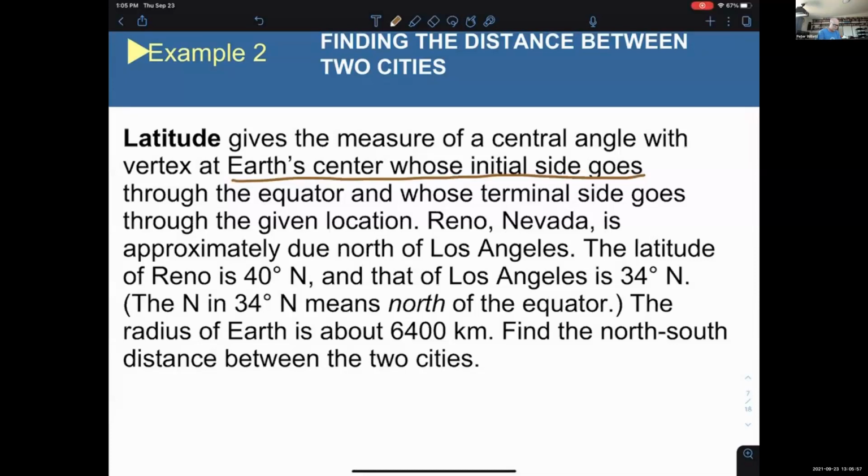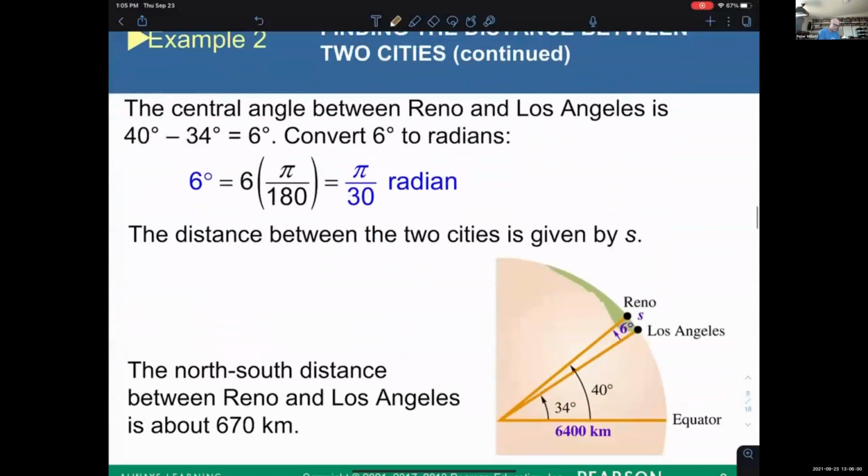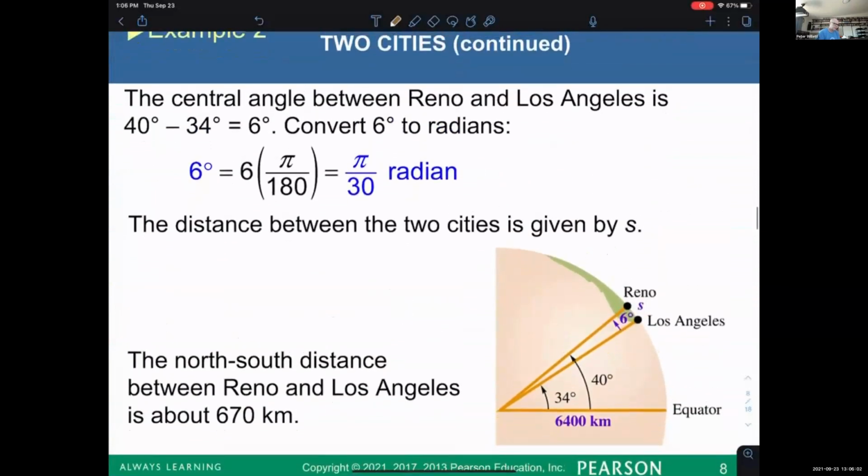Now I think they draw a picture for us here to help visualize all of this. Yeah, here we go. This is nice. So this is what it looks like. They have Los Angeles, you see Reno here. The latitude of Los Angeles is 34 degrees north, meaning that if you go from the equator up 34 degrees, that's where Los Angeles is. And similarly, Reno is directly north of Los Angeles, but it's 40 degrees above the equator. They point out that the difference between the two is 6 degrees.